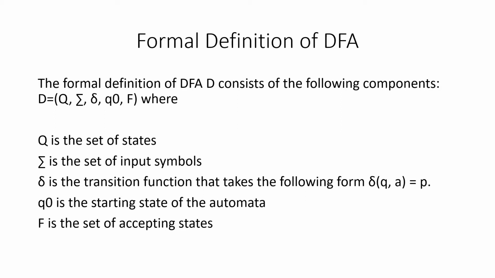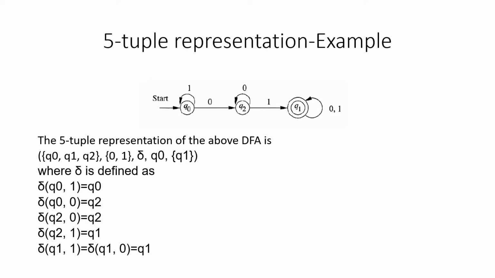F is the set of accepting states. We say that F is the set of accepting states because in a given automaton there can be more than one accepting state, but there should be only one starting state. I am repeating again, in any given finite automaton there can be only one starting state while there can be more than one accepting state. We'll talk about these things with an example.